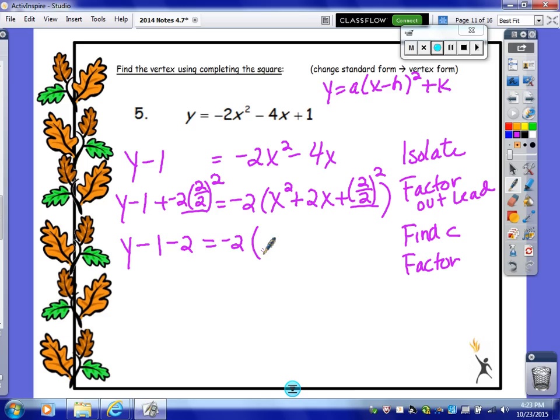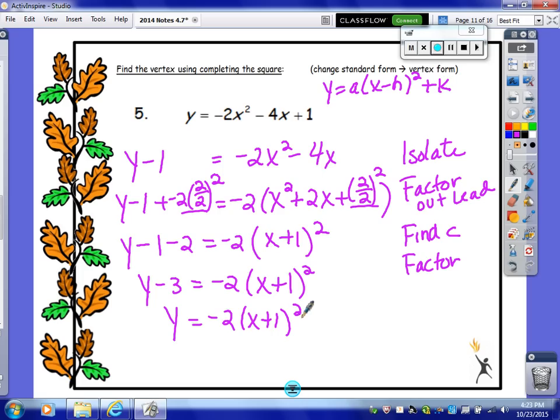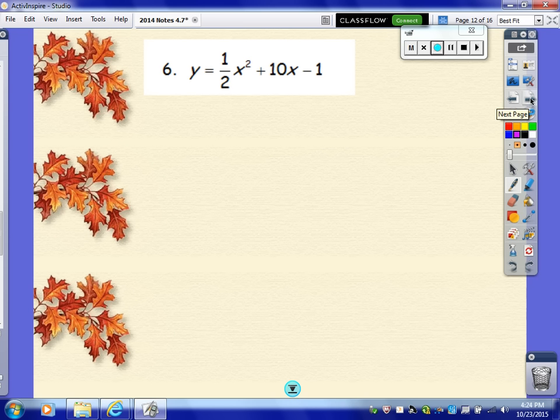Let's factor this, so it's going to be x plus 1 squared. All right, this is going to give me negative 3 equals negative 2 times x plus 1 squared. And then remember, I want this to be vertex form, so I'm just going to move that 3 over and get plus 3. So now we want the vertex from this, so the vertex is negative 1, 3, and it has an a of negative 2. All right, let's do one more of these, and you'll be done with your notes today. All right, so number 6.